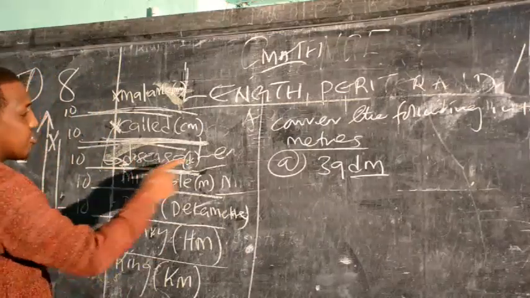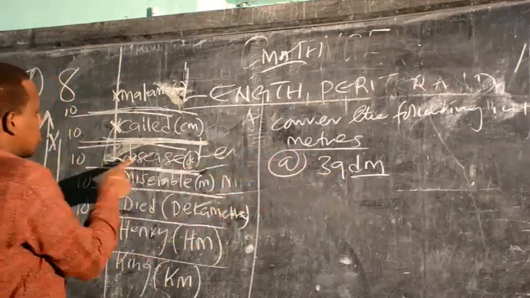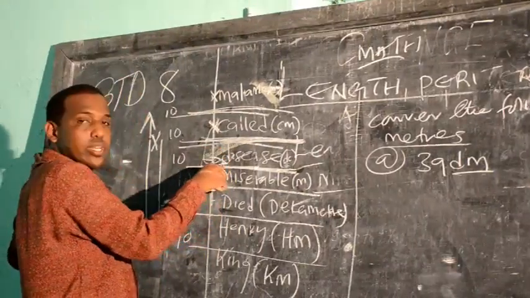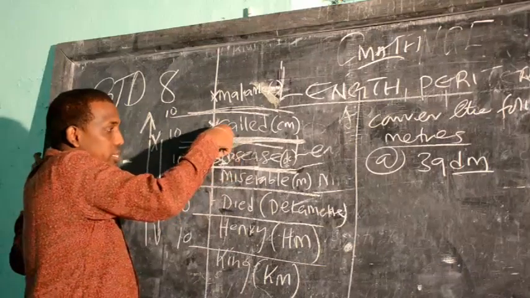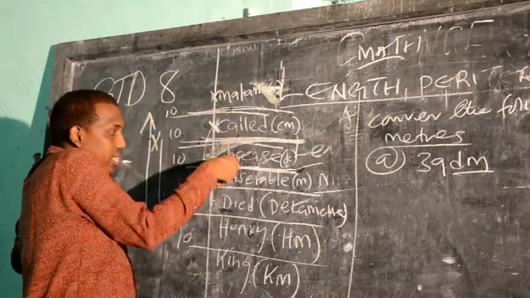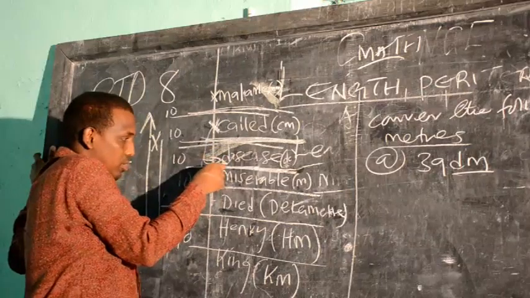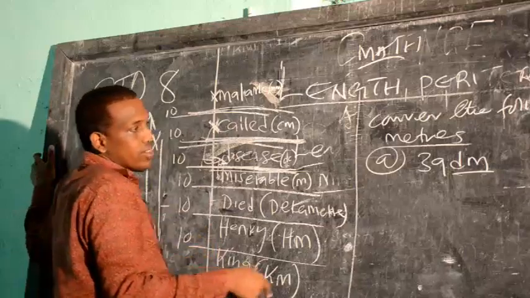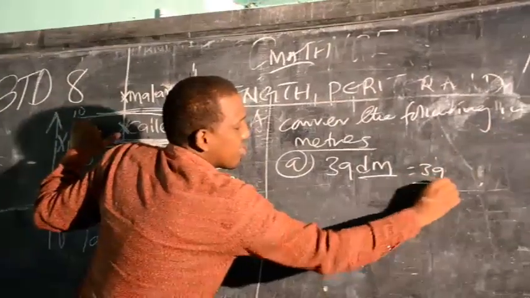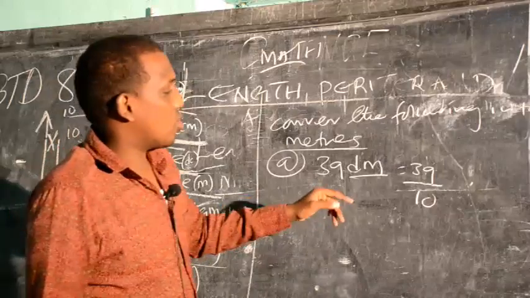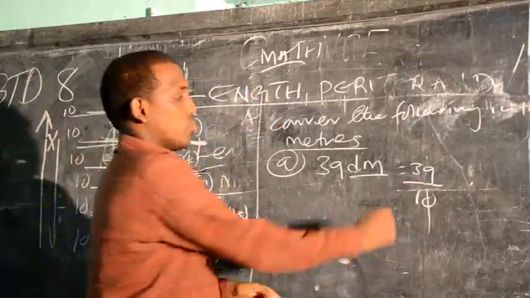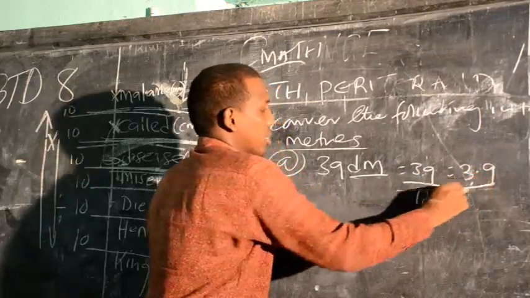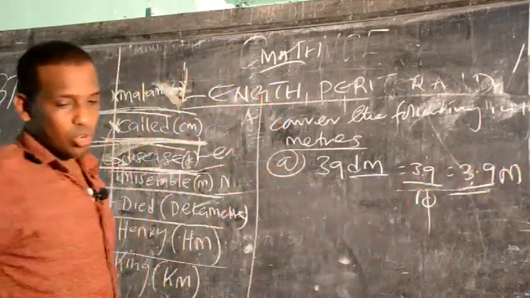Where's the decimeter now? They've given us decimeter. What you are given is what you stand on. So decimeter is here. They want us to be in meter. Meter is below the decimeter. We are changing now decimeter to meters. So we move 1 step now. We descend. So it is divided by 10. When we are coming down, we divide. So we say 39 divided by 10. How do we solve? We cancel 0. We introduce point here. So that is equals to 3.9 meters. That's how we solve that.